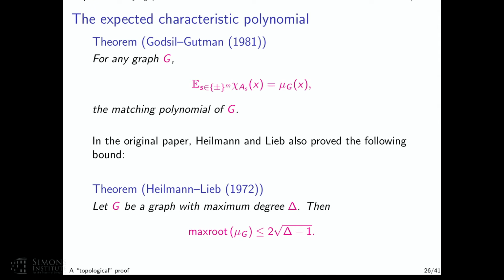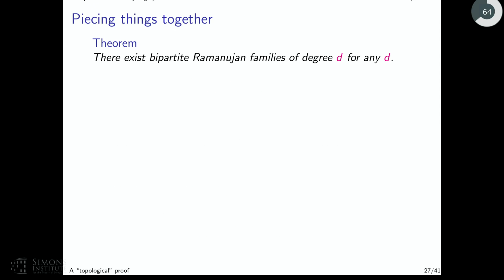And separately, in a paper of Heilmann and Lieb, which is actually where the matching polynomial was originally introduced in statistical physics, they showed that if G is a graph with maximum degree delta, then the maximum root of mu G, this matching polynomial, is less than or equal to 2 square root of delta minus 1. So this is exactly what we're looking for.